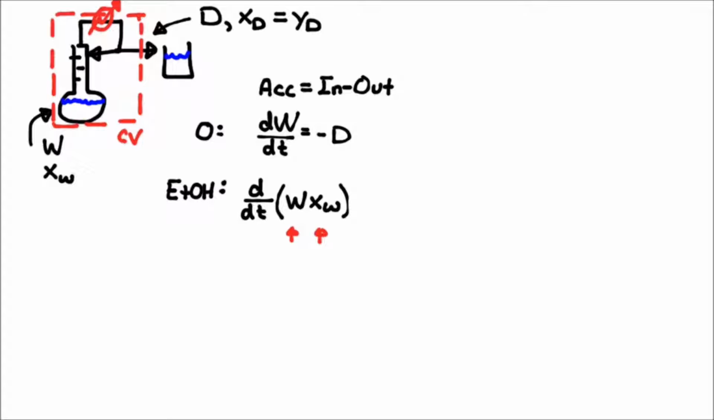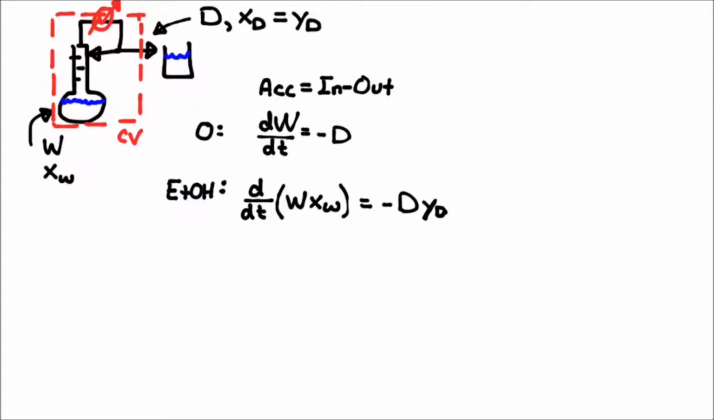so I can't just write W times dx dt. That wouldn't be right. So this total amount is equal to however much is coming out, which similarly to the overall balance is just minus D times whatever the concentration is of ethanol coming out, which is Y sub D. Now, you could just as easily write X sub D there too instead of Y sub D. It wouldn't really matter one way or the other. But we're going to go with Y sub D.